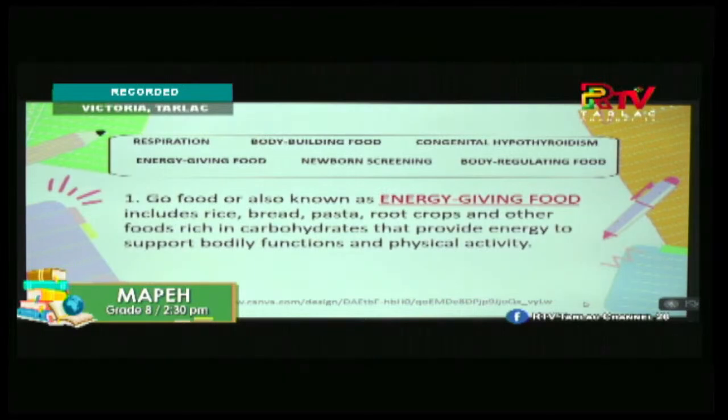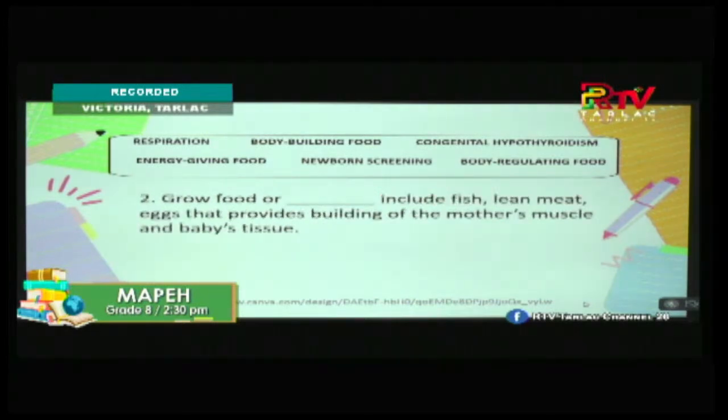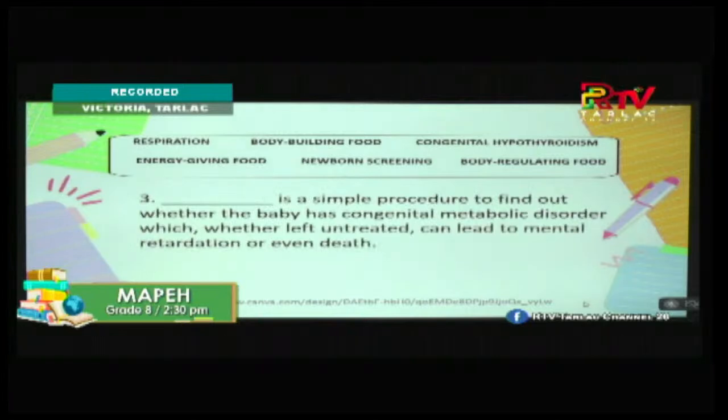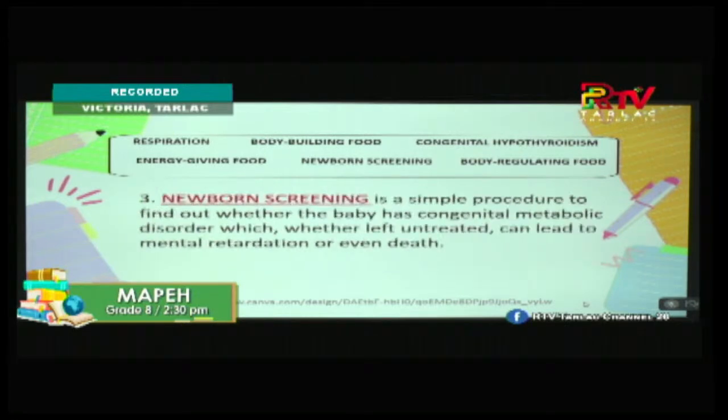Very good. Number 2. Grow food or blank includes fish, lean meat, eggs that provide building of the mother's muscle and baby's tissue. What is your answer? The answer is body-building food. Excellent. Number 3. Blank is a simple procedure to find out whether the baby has a congenital metabolic disorder, which if left untreated can lead to mental retardation or even death. What is your answer? The answer is newborn screening.